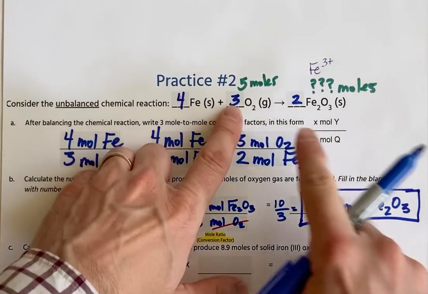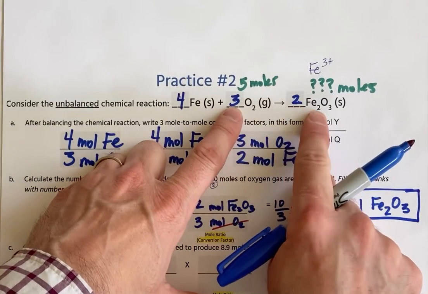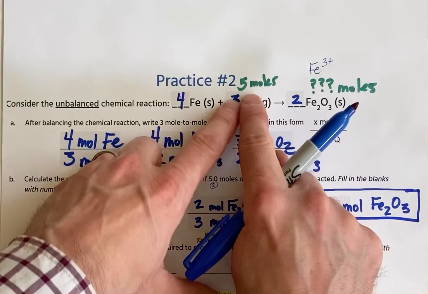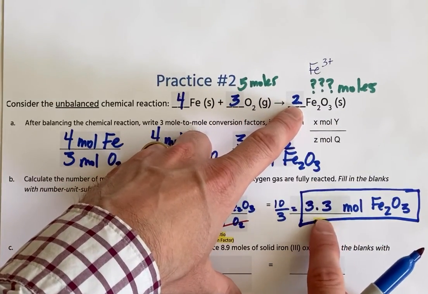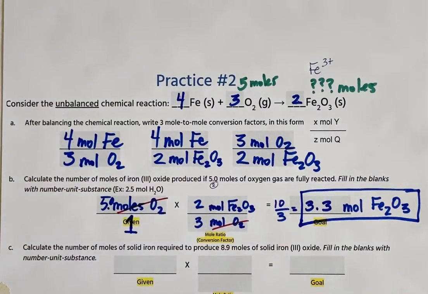So typically 3 moles of oxygen gas makes 2 moles of iron 3 oxide. But if we go up to 5 moles of oxygen gas, we go up from 2 moles to 3.3 moles of iron 3 oxide. All right, let's try another one of these.